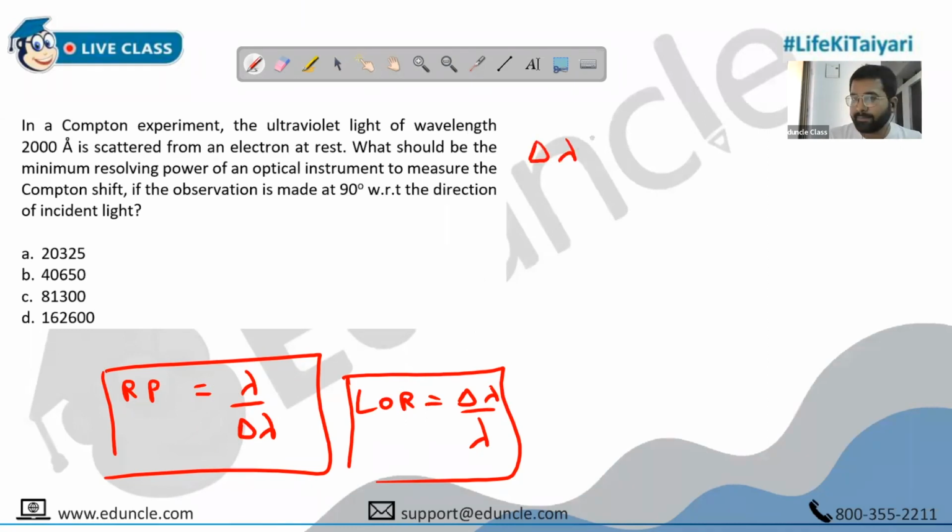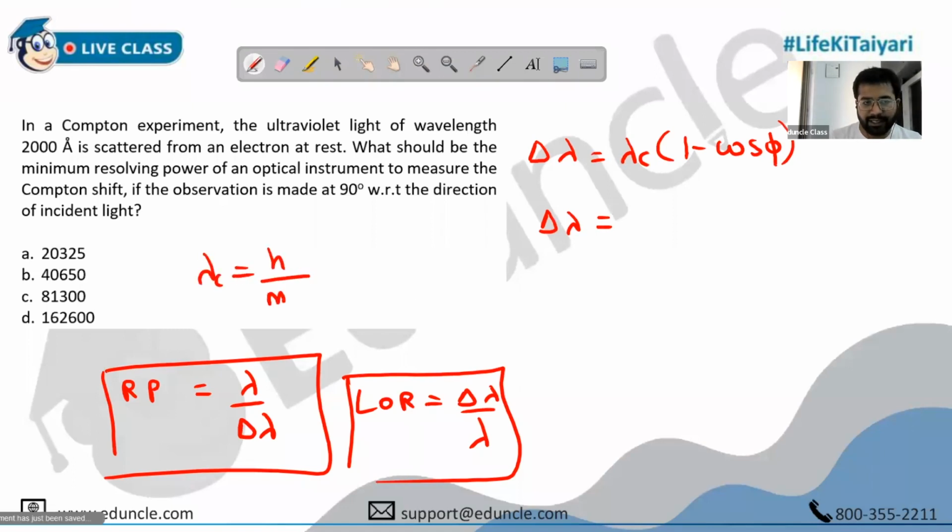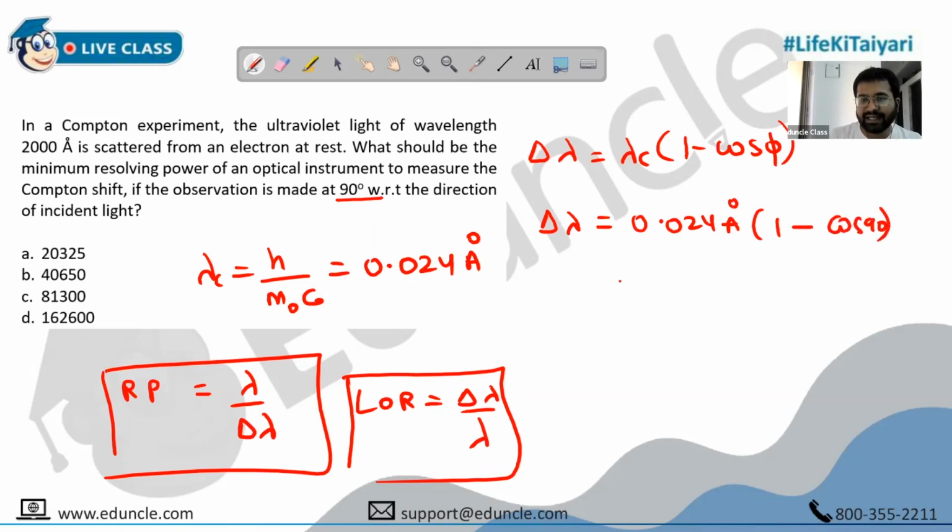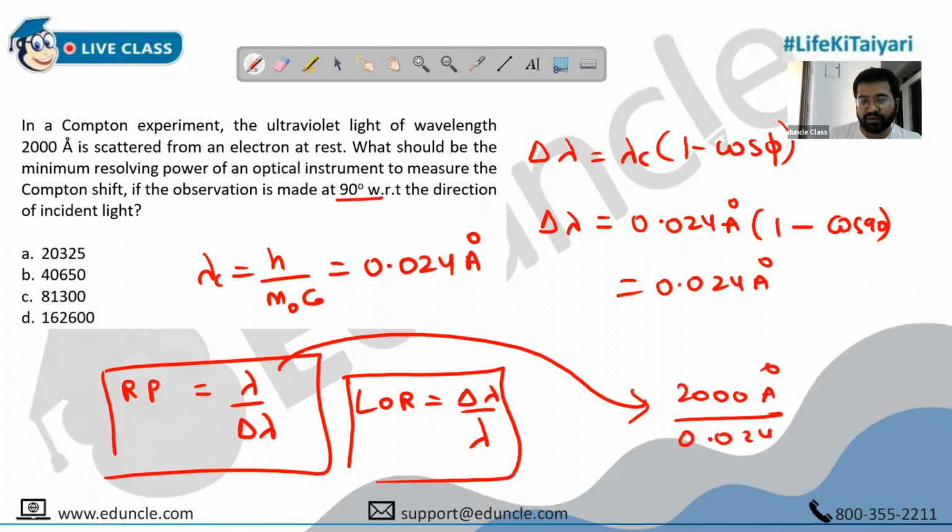What is the Compton shift formula? We know delta lambda is lambda C into 1 minus cos phi. If you remember, what is lambda C? It is 0.024 angstroms. Take care of that. So this is 0.024 angstroms into 1 minus cos of the angle. What is the angle? 90 degrees they have mentioned. So cos 90 is 0, and this is just 0.024 angstroms. Now you want to calculate resolving power. That's lambda, which is 2000 angstroms, upon 0.024 angstroms. Angstroms and angstroms get cancelled.